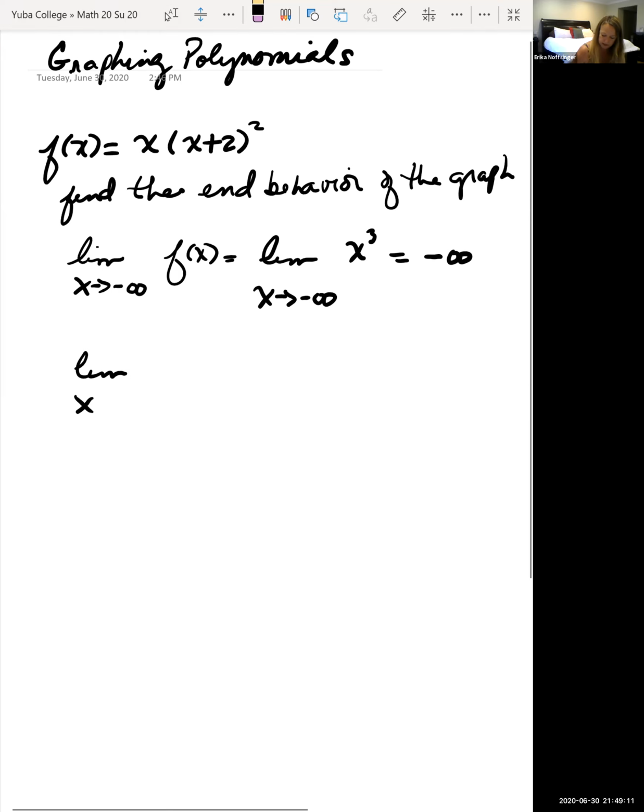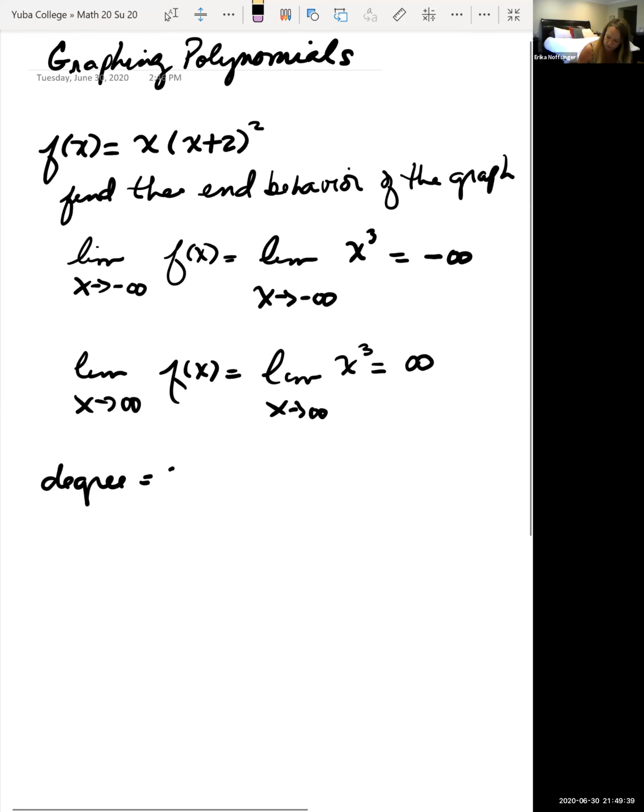We could also look at the limit as x goes to positive infinity. It's the same thing as looking at the limit of our leading term, which was x cubed. Putting a positive number in there and cubing it, you get back a positive number, and so it's going to go to positive infinity. Also, we can tell the degree is 3, so our end behaviors should be going in opposite directions. They are.